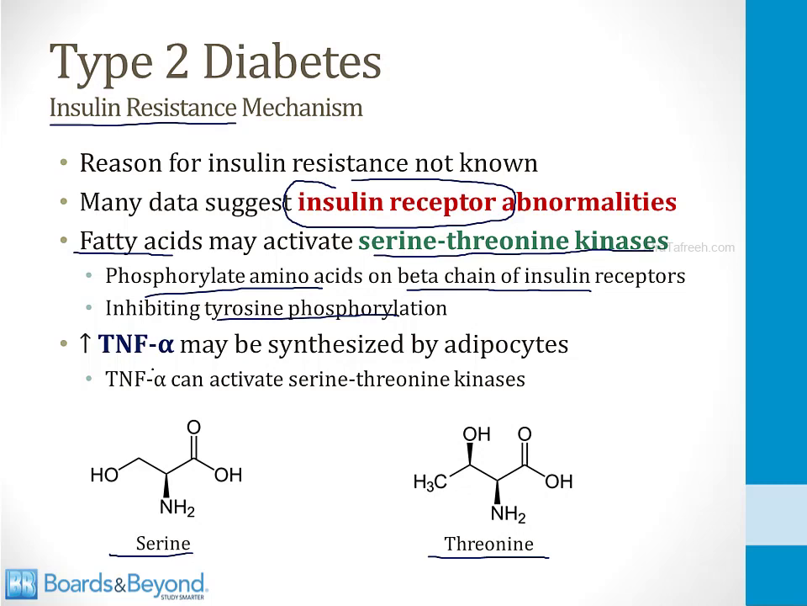Other data suggest that increased levels of TNF-alpha may lead to insulin resistance. TNF-alpha can be synthesized by adipocytes, and there's evidence that this intermediate may activate the serine-threonine kinases and therefore lead to problems with the insulin receptor as I just described.